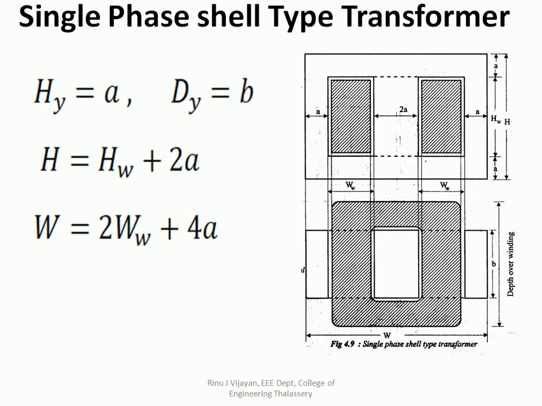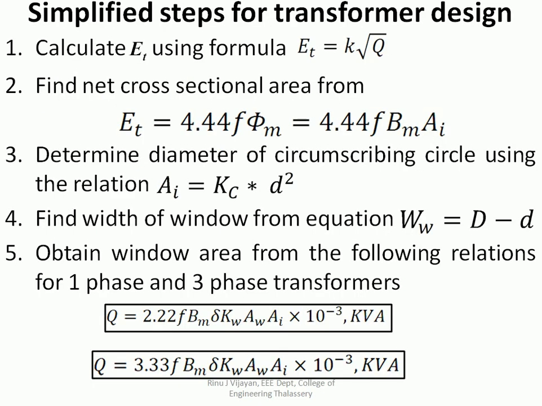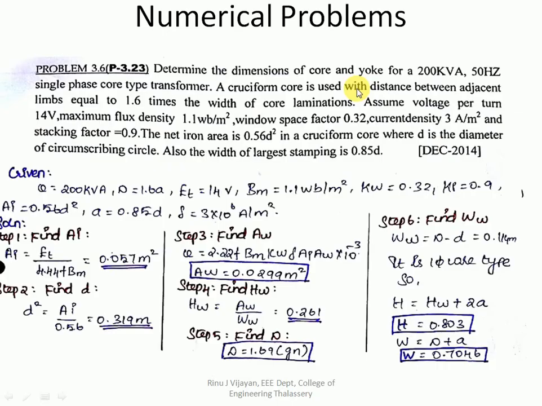Next, we are going to follow a particular set of steps which must be used to simplify the transformer design. Rather than simply saying these steps, we will look into a numerical problem and analyze each step in detail. In this problem, you are asked to find the dimensions of core and yoke for a 200 kVA 50 Hz single phase core type transformer. Okay, the type of the transformer is single phase core type transformer. For all such problems, you must draw the diagram which we have said before.